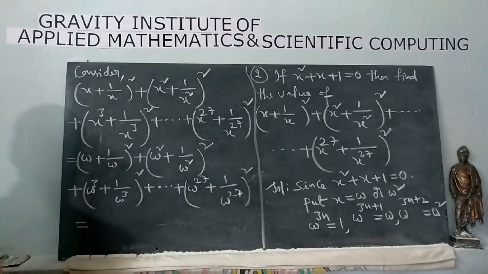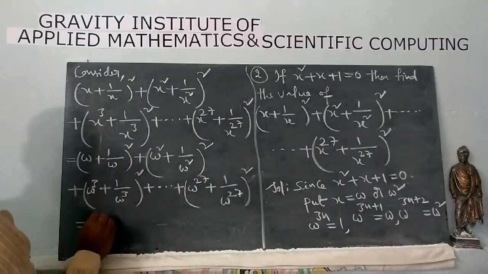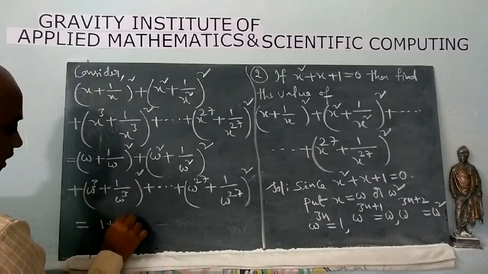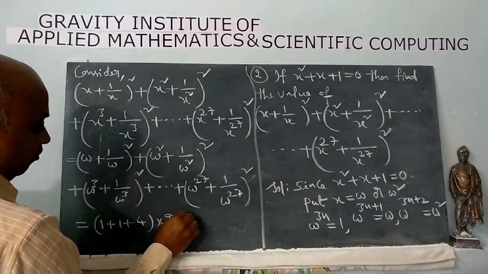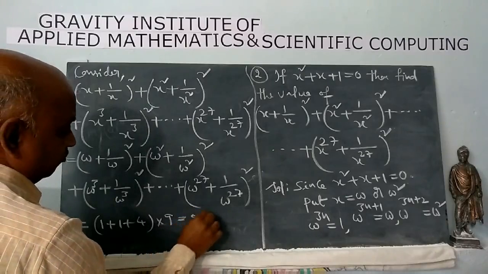So this is equal to 1 plus 4 into 9, which is equal to 54.